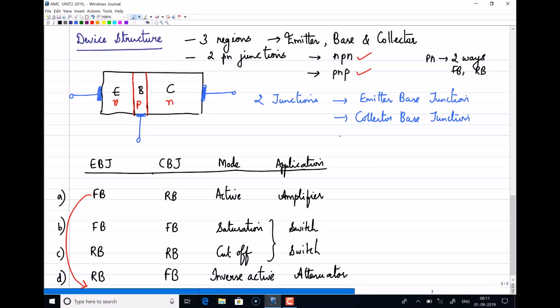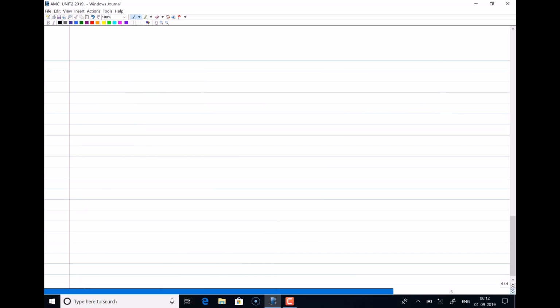So as I mentioned before, the device is called bipolar because charge carriers are of both polarities, that is both electrons and holes participate in current conduction, right? So this is all about the structure and the ways of biasing the transistor, and also the different modes of operation and application. Now let's see the operation of an NPN transistor. So let's discuss the operation of NPN transistor in active mode.